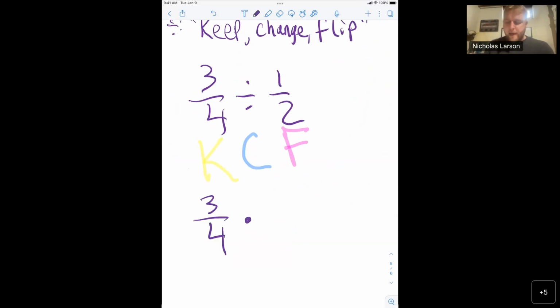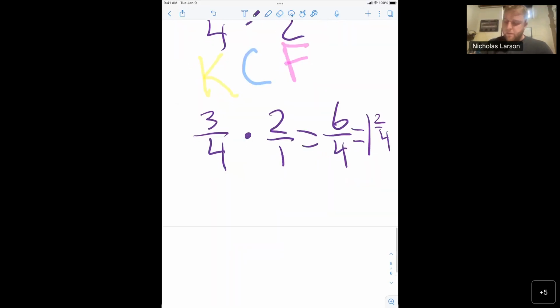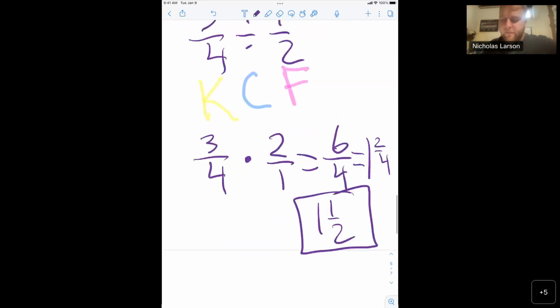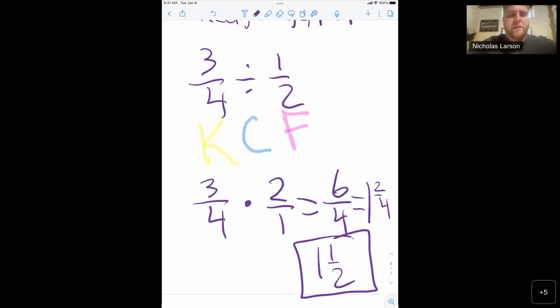3/4 times, flip it, 2/1. 3 times 2 is 6, 4 times 1 is 4, which means we get 1 2/4, which means it is 1.5. So that was, again, the key to dividing fractions is to multiply by the reciprocal.